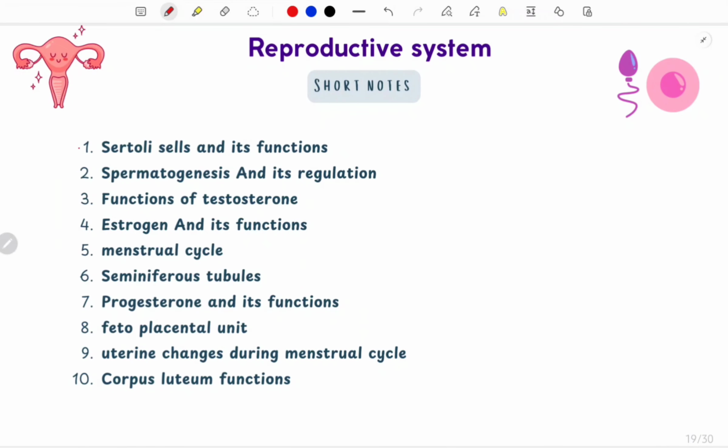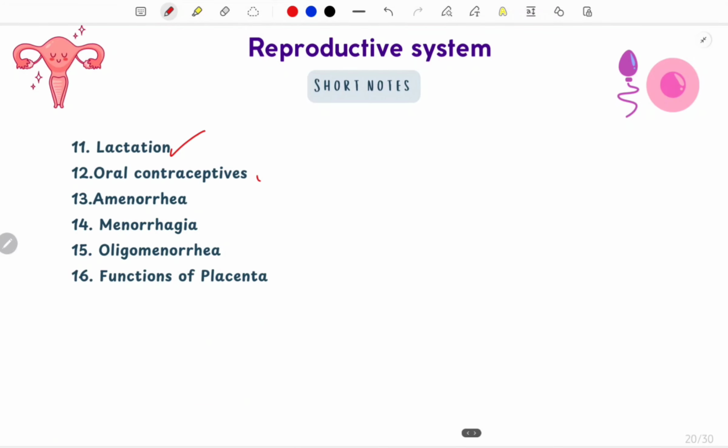In short notes: Sertoli cells and its functions, spermatogenesis and its regulation, functions of testosterone, estrogen and its functions, menstrual cycle, seminiferous tubule, progesterone and its functions, feto-placental unit, uterine changes during menstrual cycle, and corpus luteum formation. Corpus luteum is an important question here. Also lactation, OCPs (oral contraceptive pills), amenorrhea, menorrhagia, oligomenorrhea, and functions of placenta.